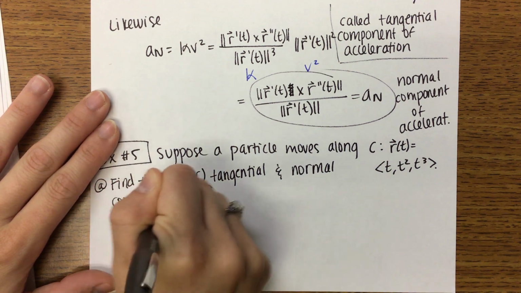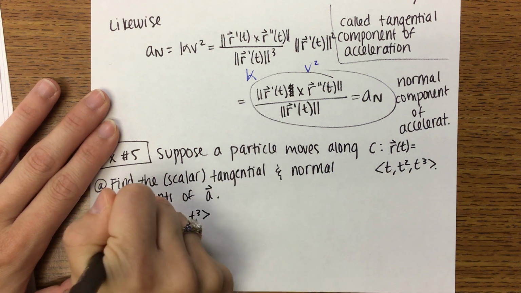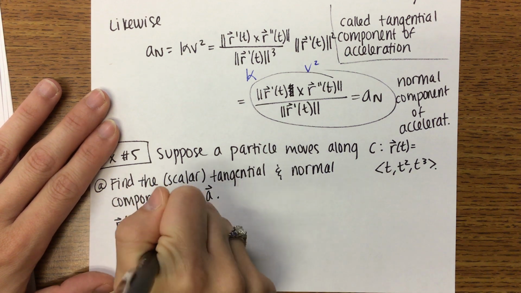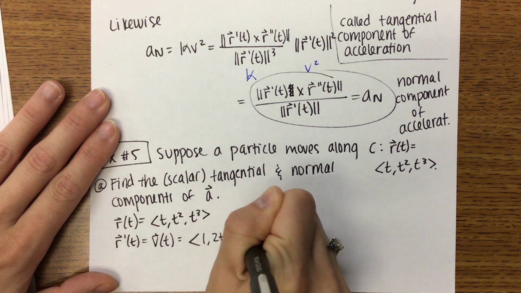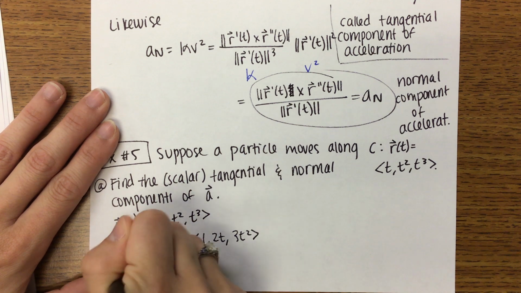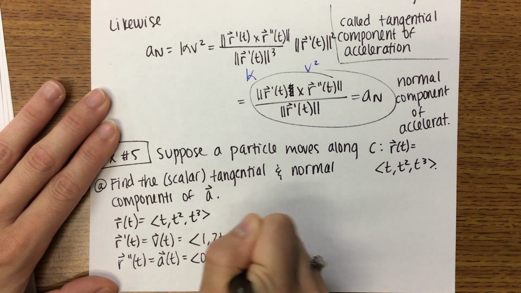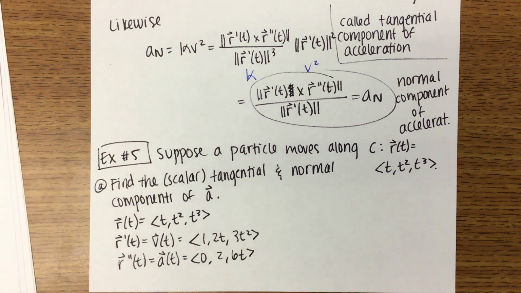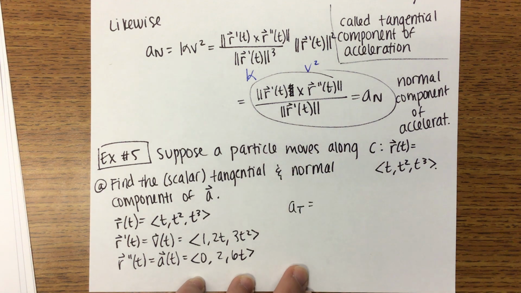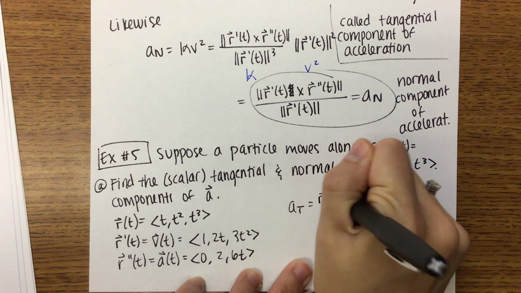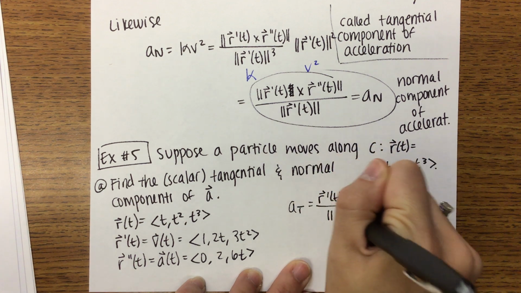We know that r of t is equal to t squared, t cubed. We know that r prime, which is the same as velocity, if we take the derivative, would be 1, 2t, 3t squared. If we take the second derivative, which would give us acceleration, we're going to get 0, 2, and 6t. Okay, so then if we find the scalar tangential component of acceleration, we're going to get r prime of t dotted with r double prime of t divided by the norm of r prime of t.